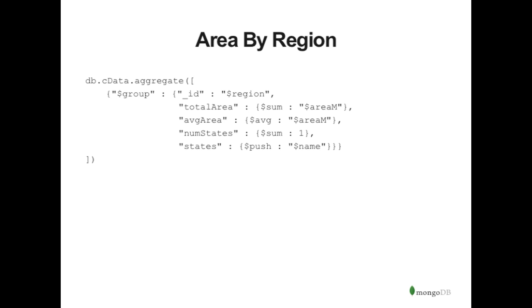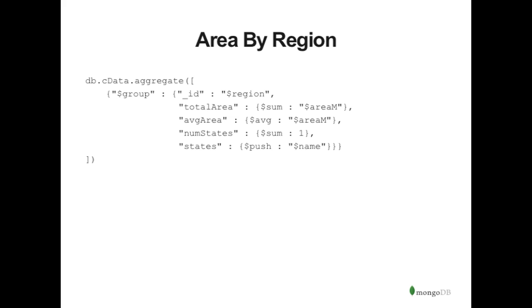So let's do a little bit more complex grouping, where now instead of grouping the entire data set into one group, we are going to group the census data by region, and we're going to calculate the total area and average area just like before, but we're going to do it per region. And also, as we're doing that, we're going to count up the number of states. Every time we see a state, we're going to add one. And then we're also going to collect the state names.